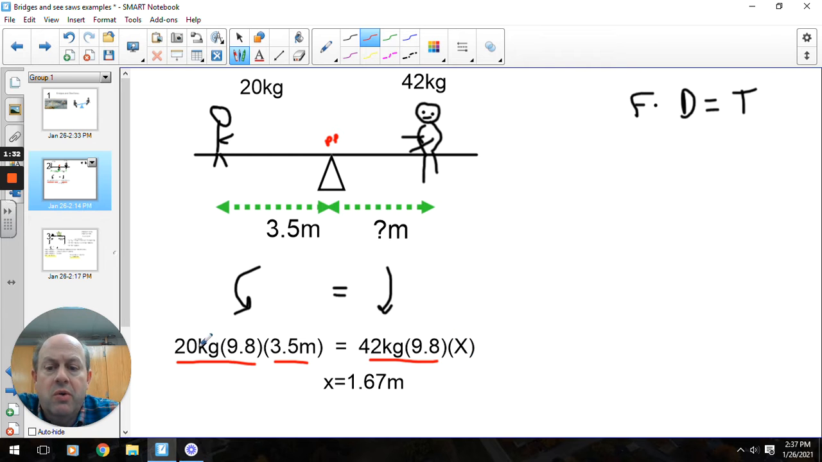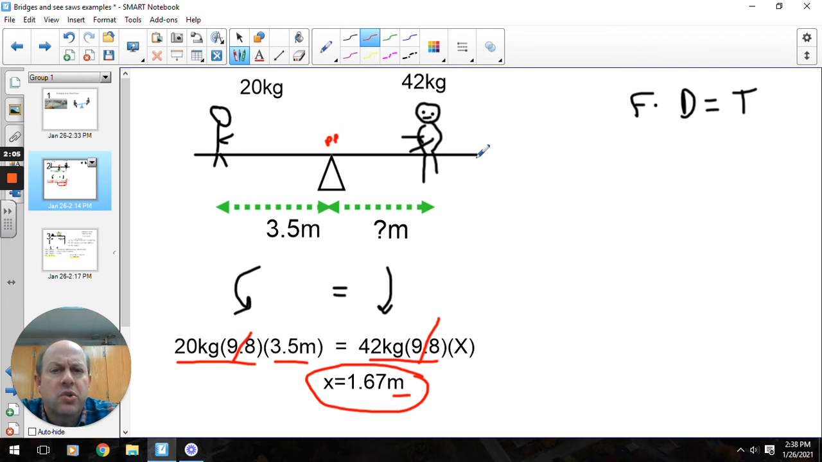We're in kilograms, so to get weight, kilograms times 9.8 for gravity. But since we're doing that on both sides, we might as well cancel that out. Mathematically that cancels and we're still left with the same thing. We could even be in pounds or some unit other than kilograms, and the conversions would mathematically cancel. We're in meters on this side, so we come out in meters on this side, and as we solve for x, our answer would be 1.67 meters.